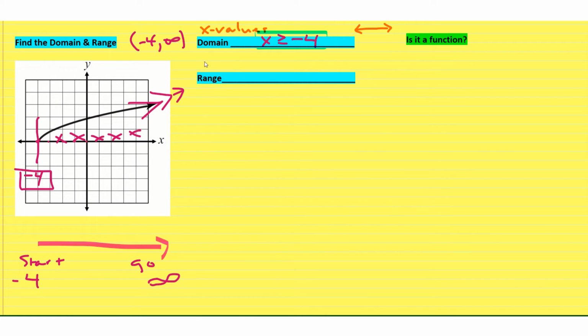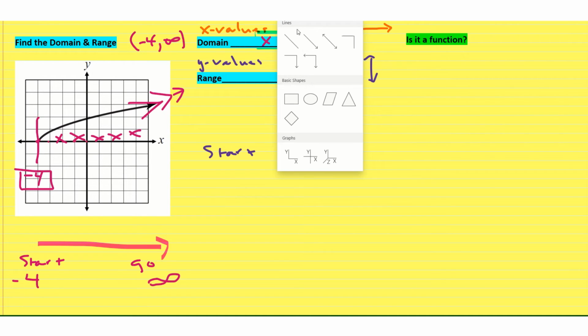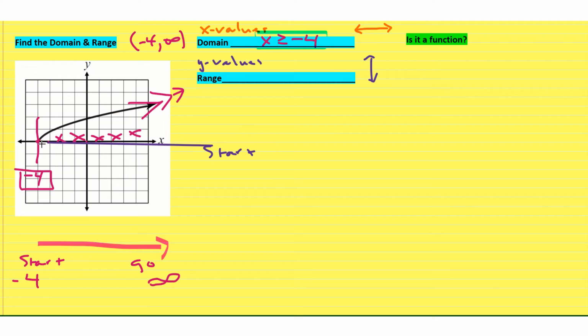Okay, let's consider the range. The range includes the y values. The y value aligns with the y-axis. The y-axis goes up and down. So we want to consider, where does our graph start? Well, it starts right there. Let's draw a straight line. It starts right there at 0, right? That's going to be 0 on the y-axis. So it starts at 0, and where does it go to?